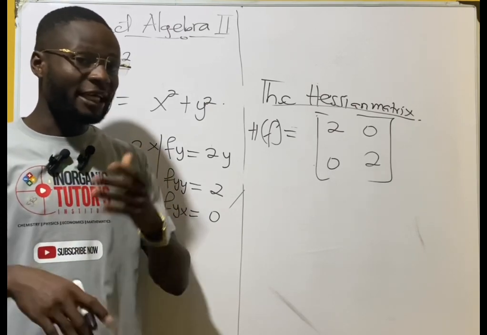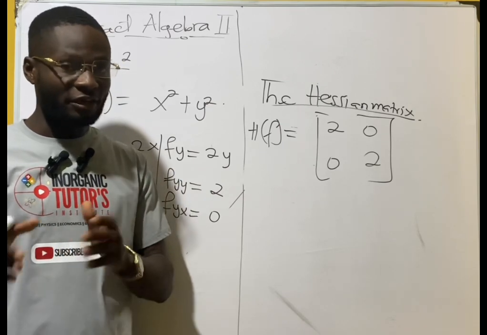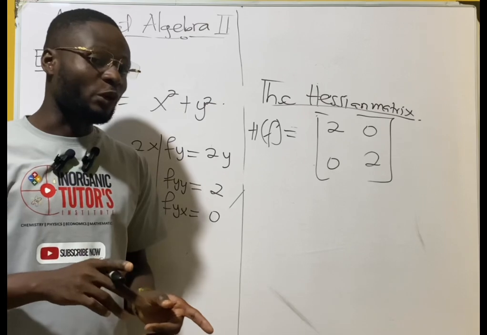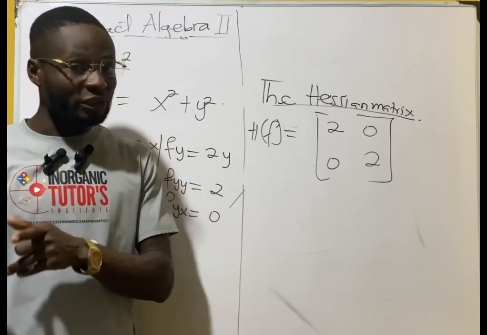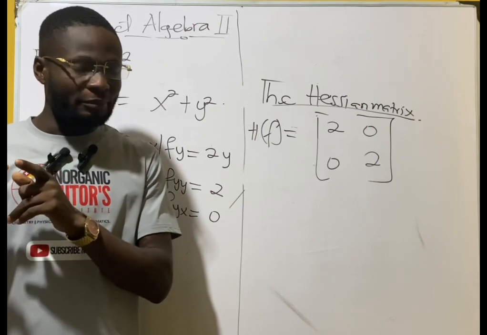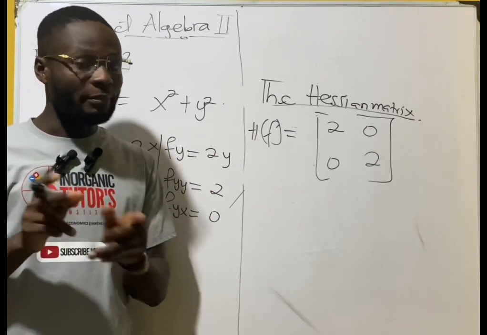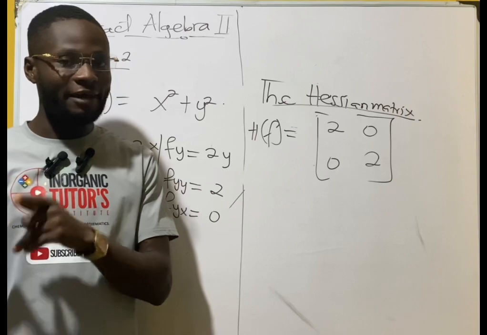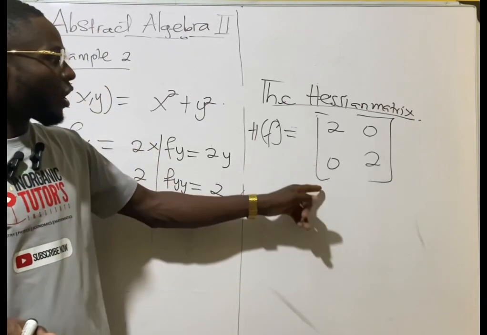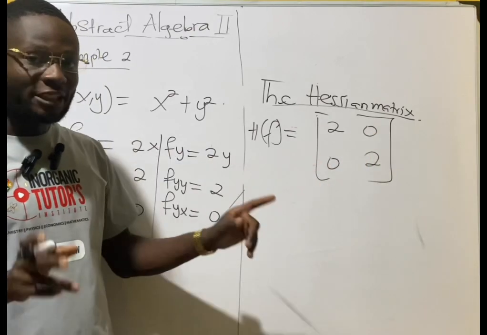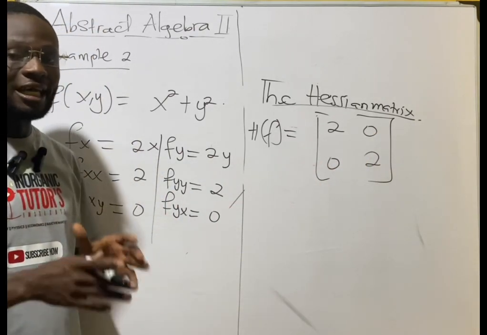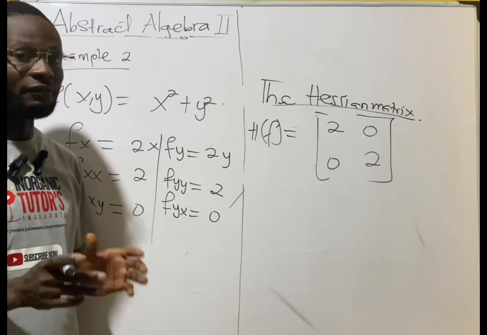Then you find the mix of each. You find fxy, you find fyx. So it is symmetric because the mixed partials are equal. The mixed partials here are fxy and fyx. So you can see that in all our results, the mixed partials are equal. All right, so that is how we determine the Hessian matrix given a particular function.